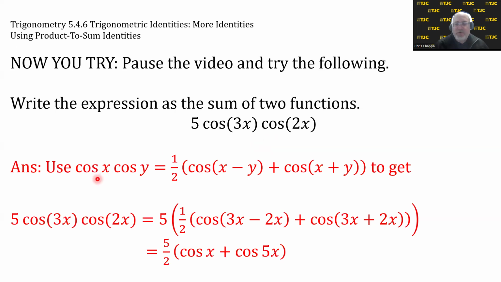This is a product with cosines, so we use the cosine product identity. We replace x with 3x, y with 2x, and notice I dragged the 5 along. So the 5 is there, and then here's the identity with the 3x and the 2x substituted respectively for x's and y's. 3x minus 2x is x, 3x plus 2x is 5x. So the final answer is 5 halves times cosine of x plus cosine of 5x.